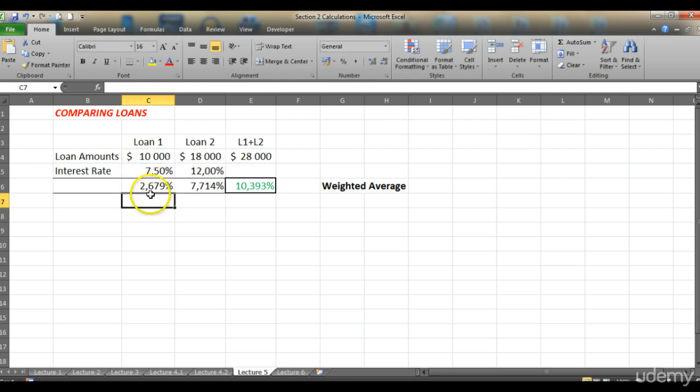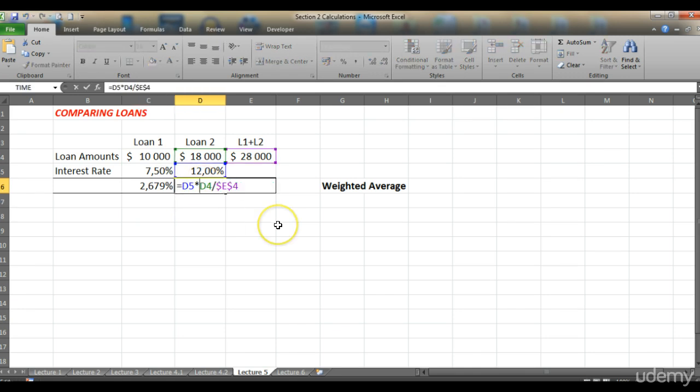And here is 2.679%. And the weighted average for the second loan is the interest rate of loan 2 multiplied by the division of the amount of loan 2 divided by the loan amounts altogether. And here it's 7.714. And here is the weighted average of two loans, which is a sum of the two averages.